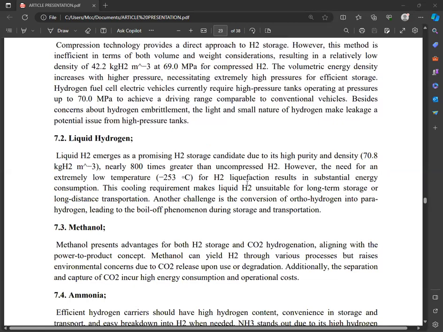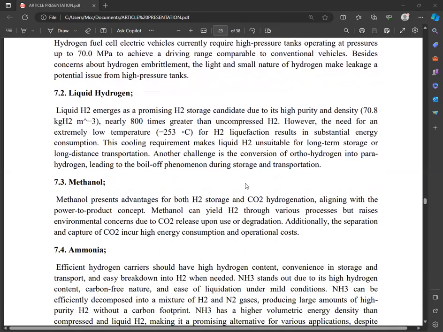The second method of storing hydrogen is by using hydrogen in the form of liquid. Liquid hydrogen emerges as a promising hydrogen storage option due to its high purity and density, nearly 800 times greater than uncompressed hydrogen. However, the need for an extremely low temperature, approximately minus 253 degrees Celsius for H2 liquefaction, results in substantial energy consumption.